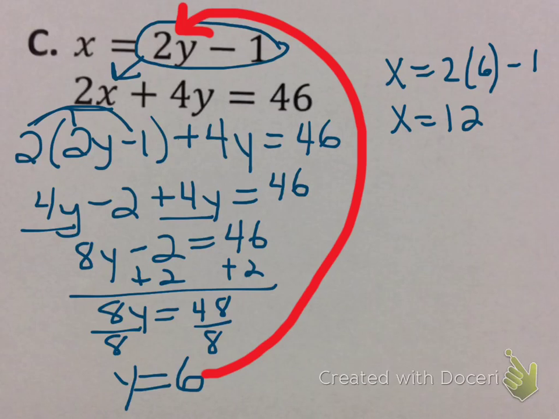2 times 6 is 12, and then 12 minus 1 is 11. So my answer has to be an ordered pair of x comma y. So my ordered pair is going to be 11 comma 6. All right, let's go on to the next one and see what we're doing next.